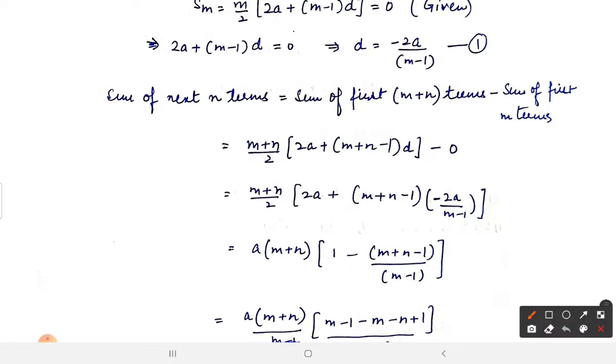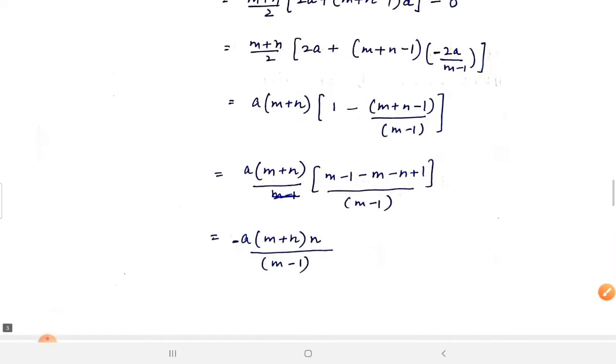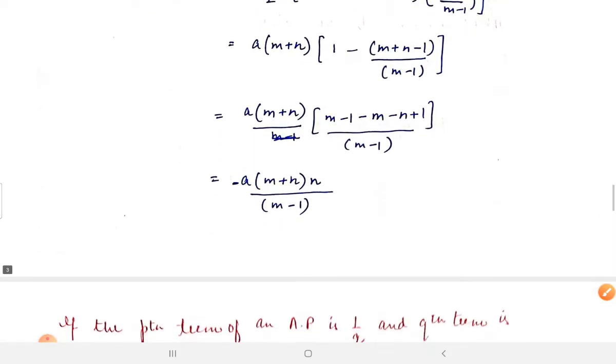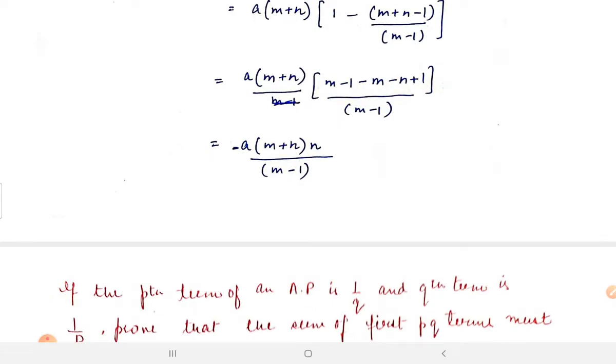So 2 से 2 cancel, take a common, यहाँ पे भी 2 से 2 cancel when we multiply this. So we have 1 here and we have minus 1 here, and here it is m plus n minus 1 upon m minus 1. Take LCM and solve it. We will get minus a times m plus n into n upon m minus 1.